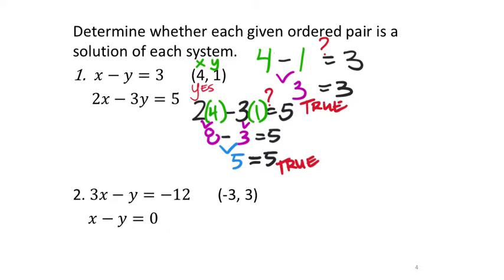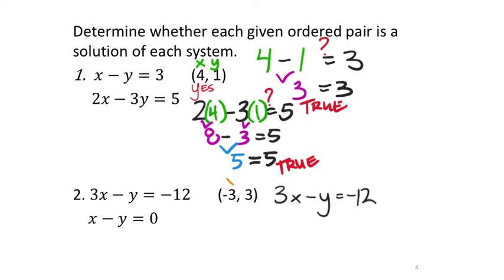If by chance the first one was false, I wouldn't even need to check this one, because it can't be a solution to the system since it needs to make both of the equations a true statement. So let's do the same thing on number 2 here. Again, I'll start with the first equation, 3x minus y equals negative 12.